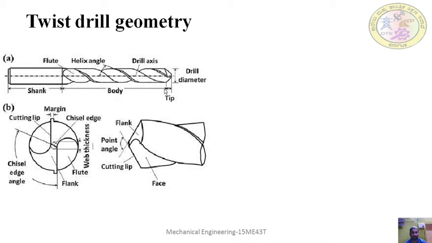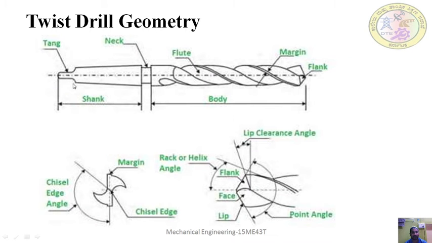In this kind of shank, it is mounted, clamped to the chuck. Then that chuck is clamped to the spindle if you are using a straight shank. If you are using a tapered shank, you can see in this figure, it is directly clamped to the spindle of the drilling machine.